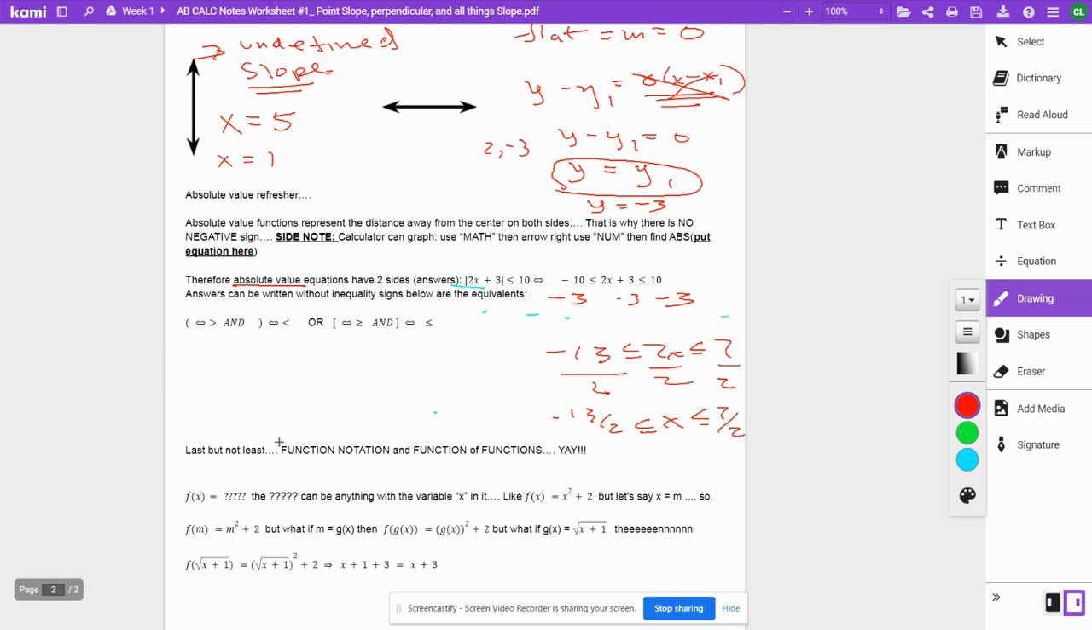This notation, which is a parentheses here, would be for greater than. This notation would be for less than.